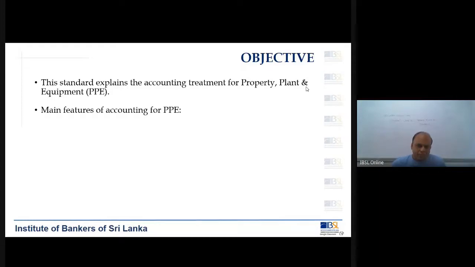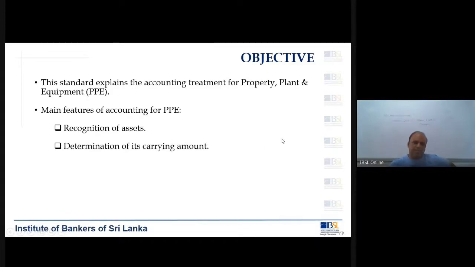The main features of accounting for PPE include the recognition of assets. Now you pay for something and you buy an asset. In your balance sheet, even in the questions that I have given, you will see a number of assets displayed on the asset side. Out of these, what is going into fixed assets or property, plant and equipment? That is called recognition. How do we consider this as an asset or a fixed asset?